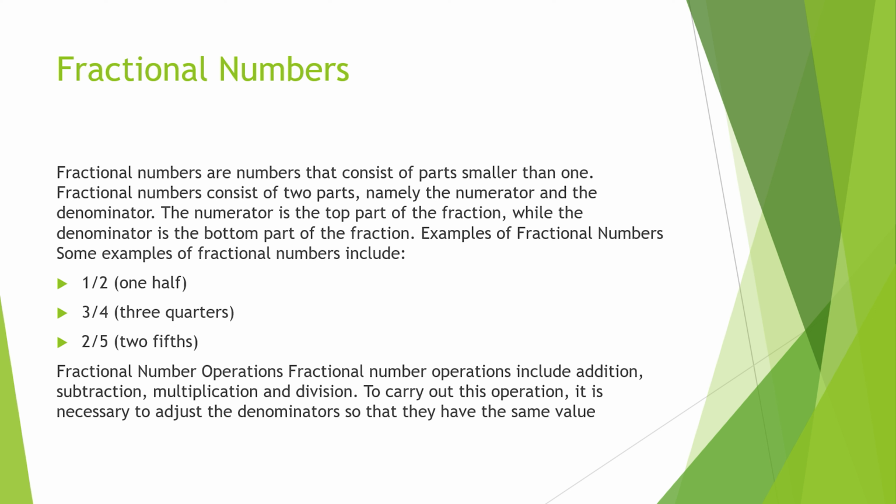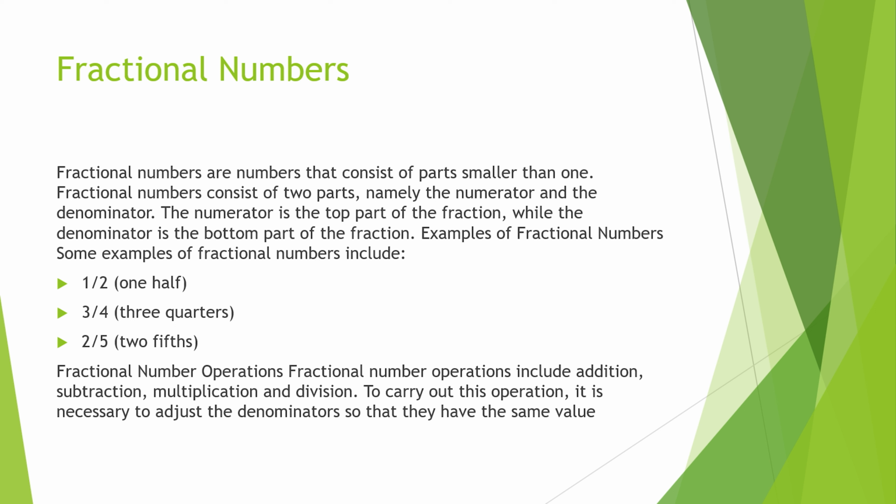Fractional numbers. Fractional numbers are numbers that consist of parts smaller than 1. Fractional numbers consist of two parts, namely the numerator and the denominator. The numerator is the top part of the fraction, while the denominator is the bottom part of the fraction. Some examples of fractional numbers include 1/2, 3/4, 2/5.